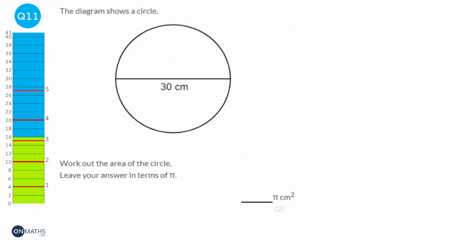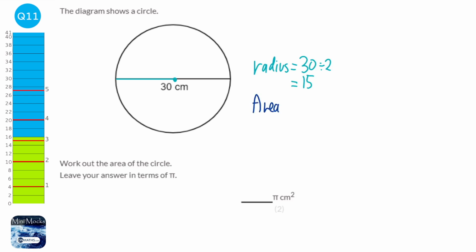To work out the area of a circle, we first of all need to work out what the radius is. Now the radius is half the distance of the diameter. So to work out what the radius is, we get the diameter and we halve it, which will be 15 centimeters. So the formula for the area is pi times r squared, or pi r squared. If we know the radius is 15, it will be 15 squared.